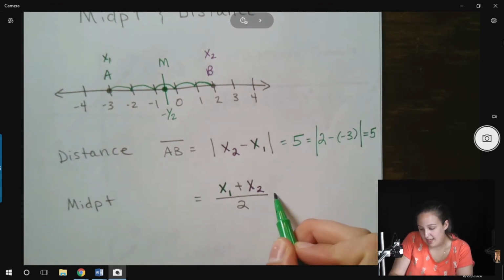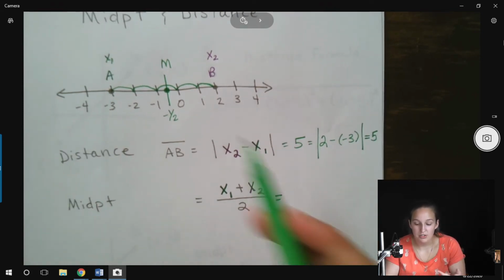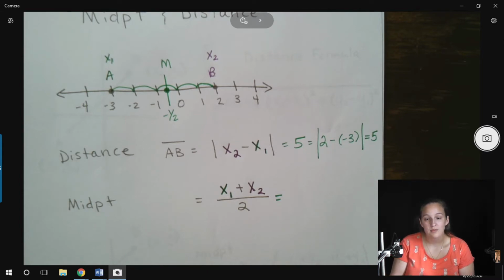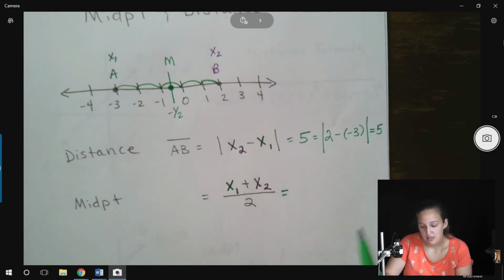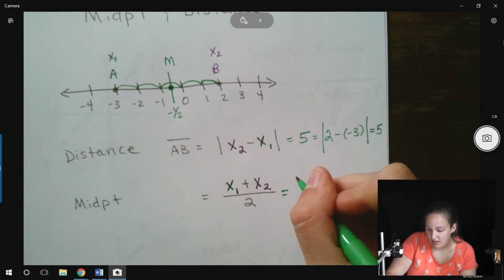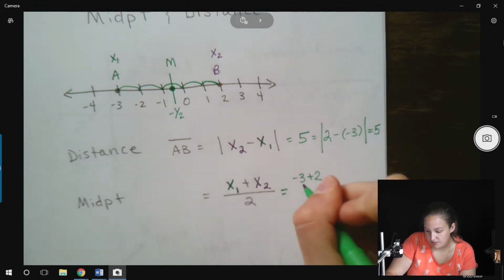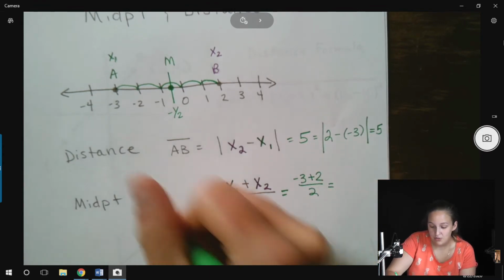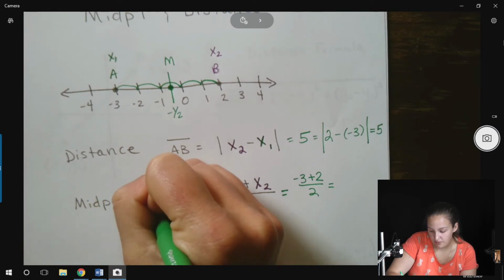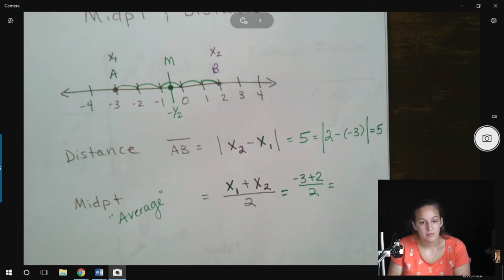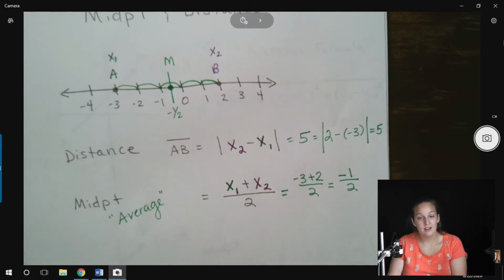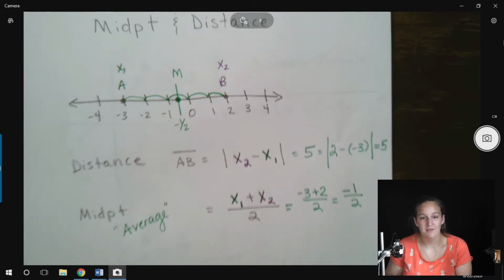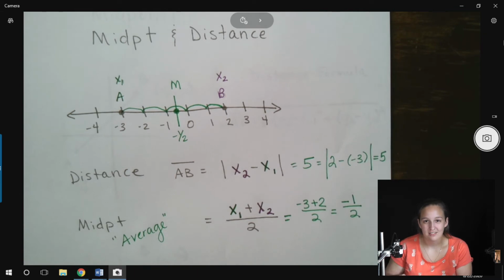To do this, you can count it, 2.5 on both sides, or you can find the sum of those 2 points and divide by 2. So the sum is going to be -3 plus 2 divided by 2. This is really just the average. In this case, -3 plus 2 is -1, over 2 is -1/2, which is exactly what we found on our number line. So it means we're doing well. Okay.